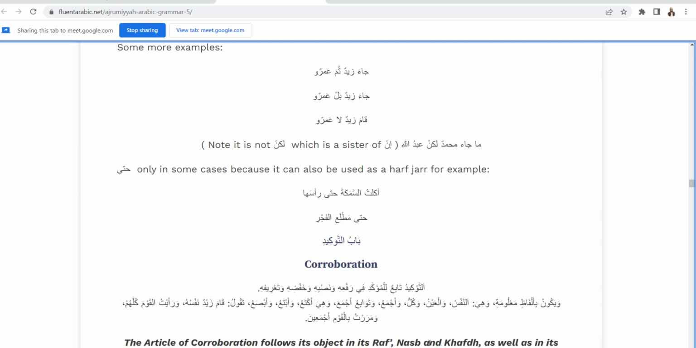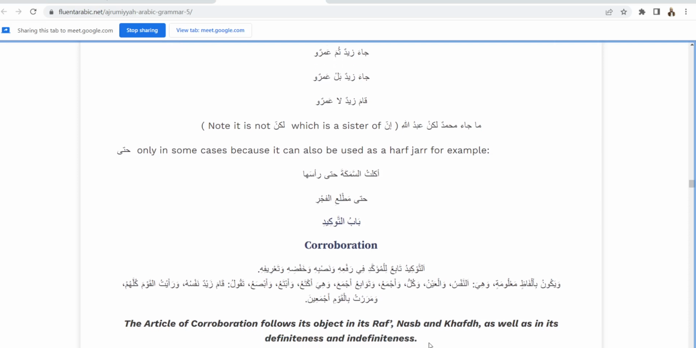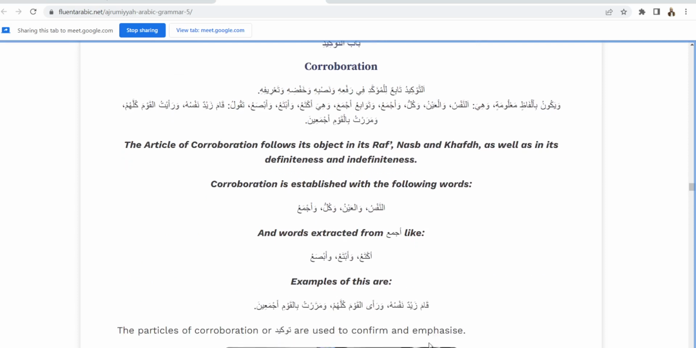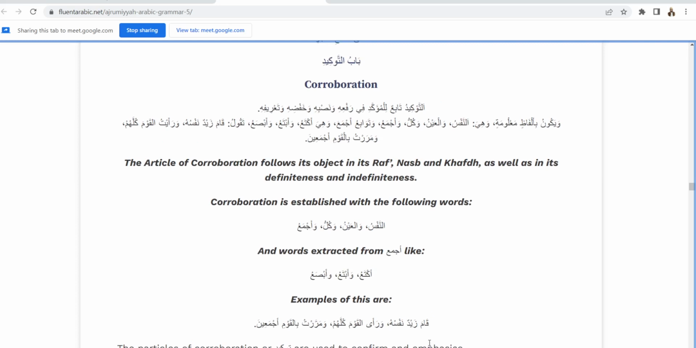Now we will take class number 3, باب التوكيد, corroboration, emphasis. What is emphasis? بسم الله الرحمن الرحيم. باب التوكيد. Before I forget, what are the tools of عطف? Give me 3 examples.